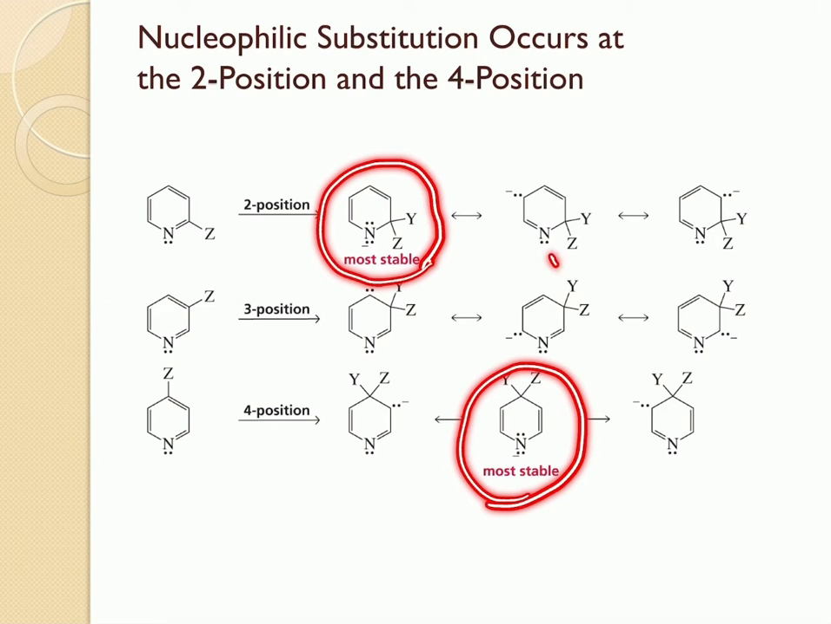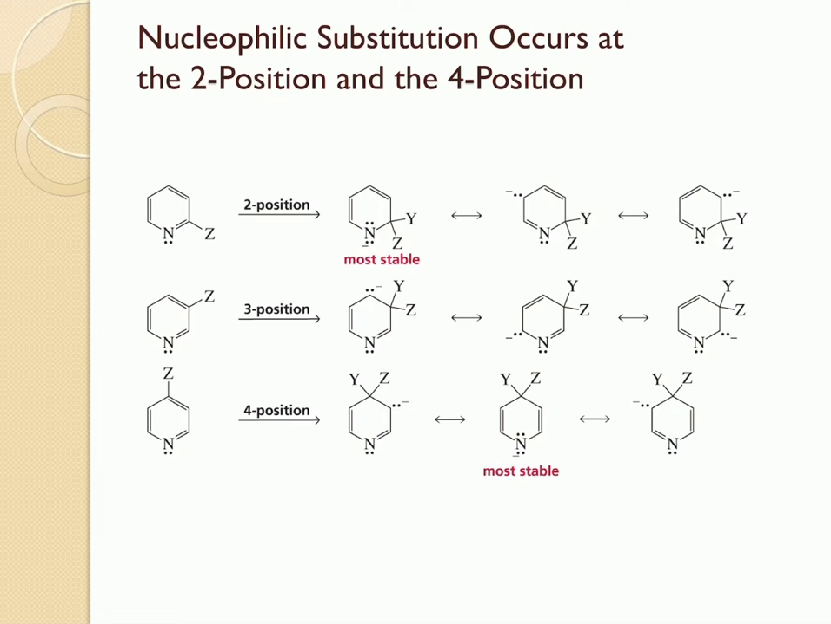If you look into the other resonance contributors, you can see that the negative charge is on carbon. Right? When you want to put a negative charge, you have to try to put it on a more electronegative atom. Here, the negative charge is on nitrogen, which is more electronegative. And therefore, these resonance contributors are more stable.